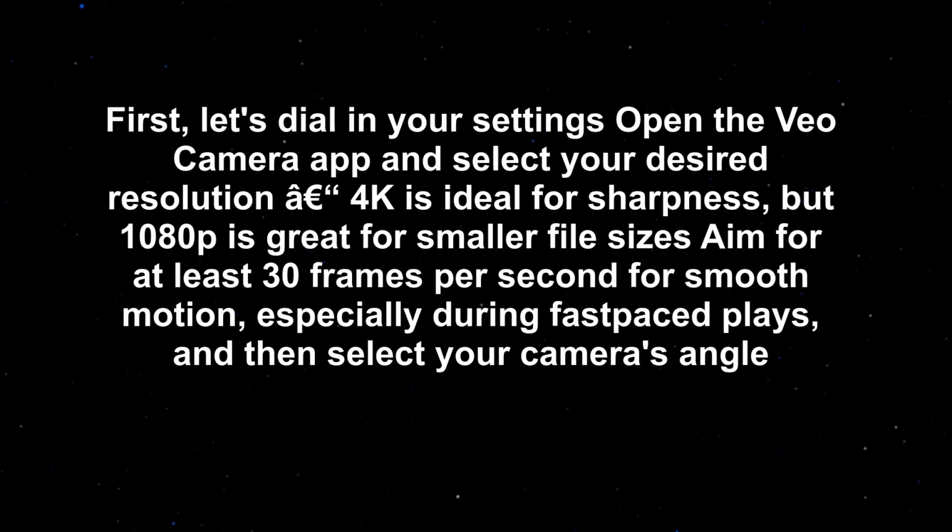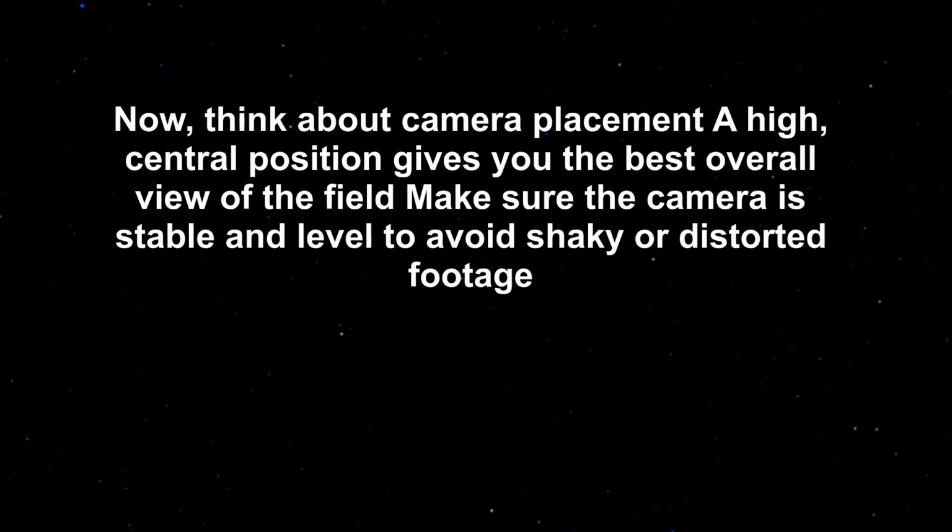Ready to transform your game footage from amateur to pro with the Veo 3? First, let's dial in your settings. Open the Veo camera app and select your desired resolution. 4K is ideal for sharpness. 1080p is great for smaller file sizes. Aim for at least 30 frames per second for smooth motion, especially during fast-paced plays, and then select your camera's angle.